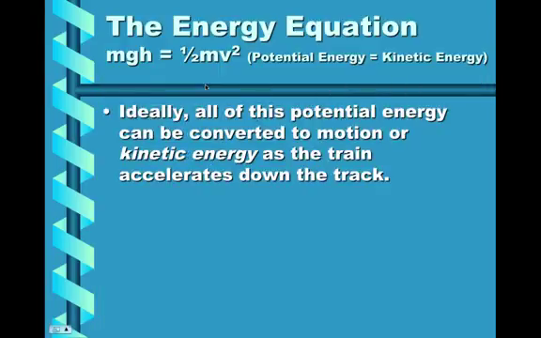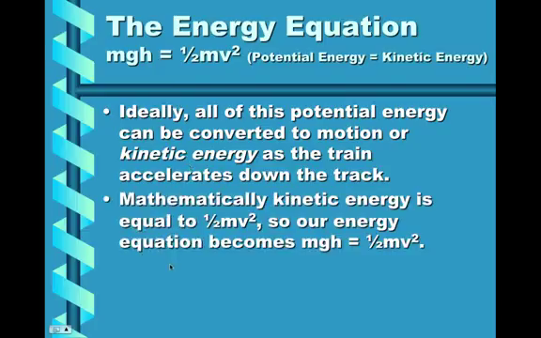Okay, now let's talk about kinetic energy. So ideally, all of this potential energy can be converted to motion or kinetic energy as the train accelerates down the track as it goes into motion. Mathematically, kinetic energy is equal to 1/2 mass times velocity squared. That comes from physics. So our energy equation then becomes potential energy, or mgh, is equal to 1/2 mv squared, assuming all that potential energy can be converted.